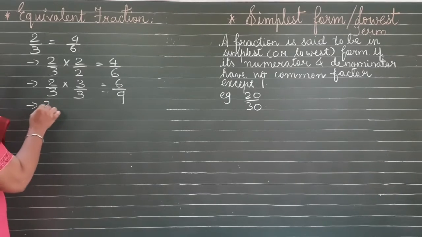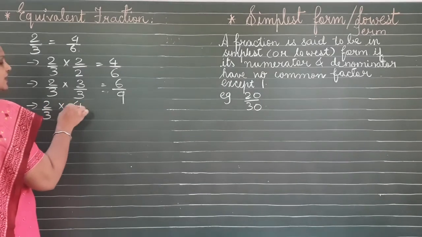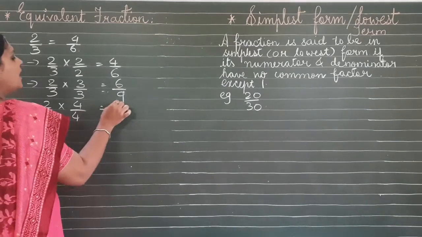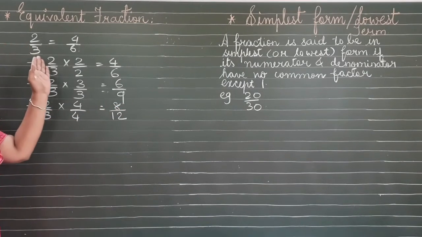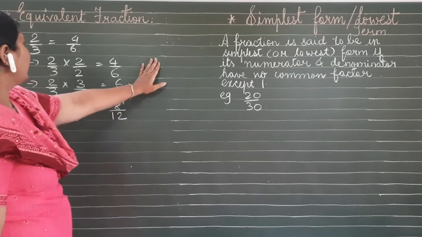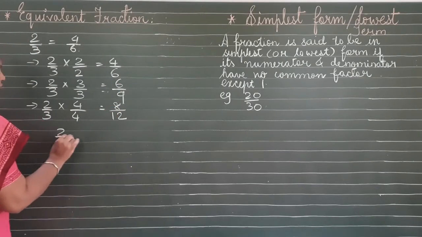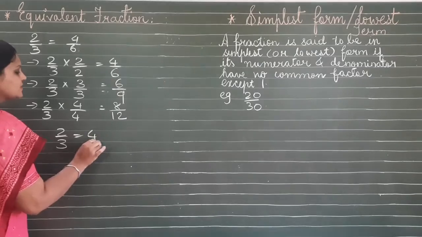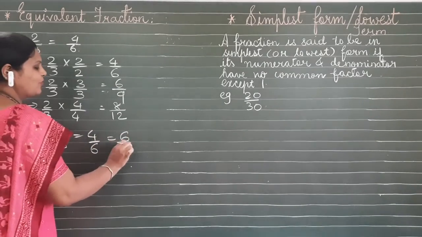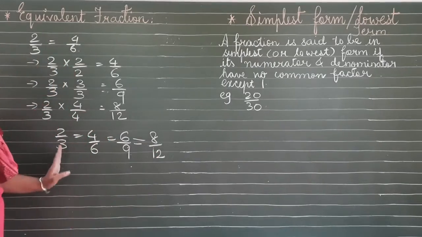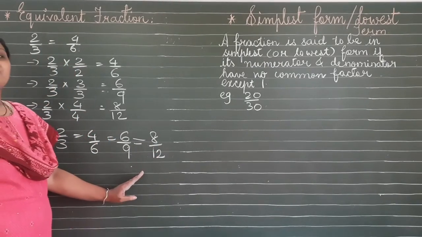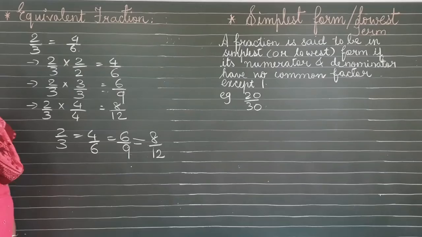Same way, 2 upon 3, if I multiply by 4 upon 4, I will get 8 upon 12, which is equal to 2 upon 3. So here I can say 2 upon 3 is equal to 4 upon 6 is equal to 6 upon 9 is equal to 8 upon 12. These are called equivalent fractions.